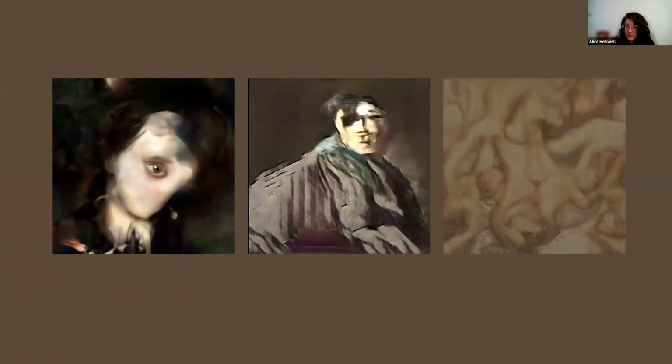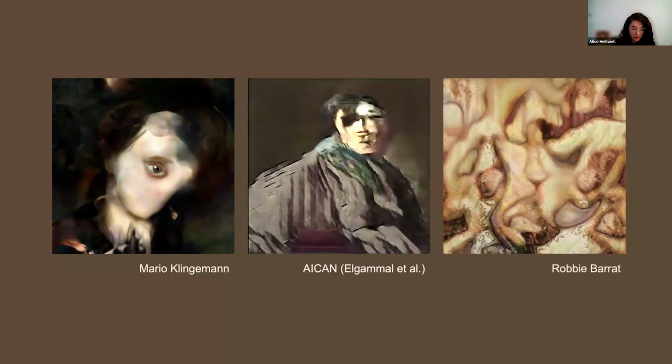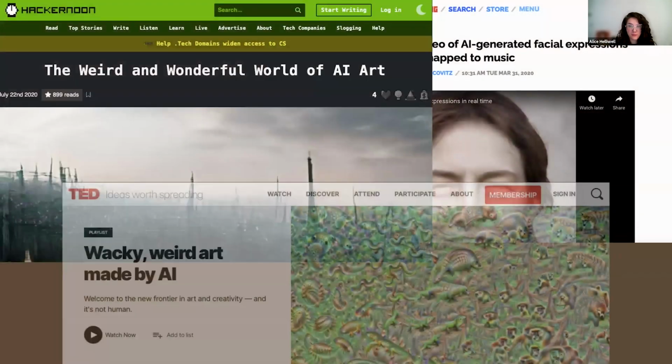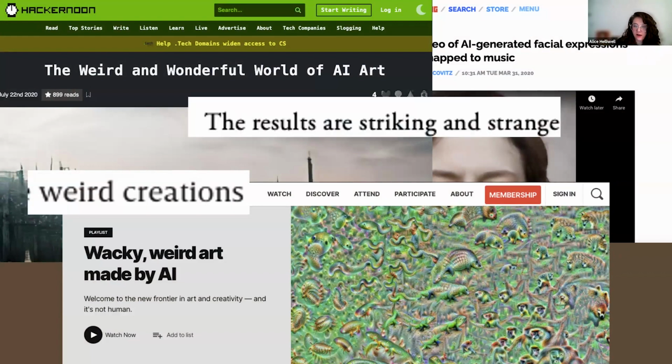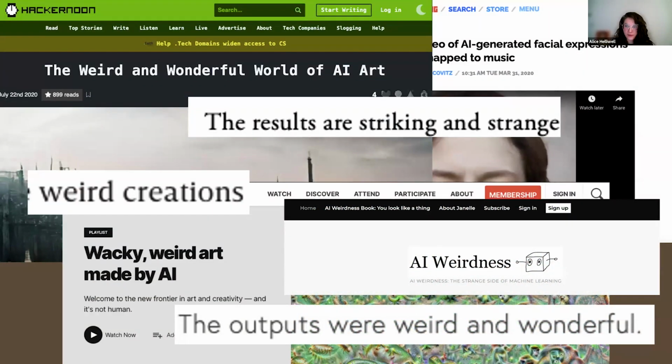So when we look at AI works, here are some examples of artists using AI to make artworks. There's one thing that often gets raised and kind of comes to mind, and that is the weird. So these kinds of blobby, amorphous, mixed up features in images is often highlighted. And we see this in reporting around AI art as well. So here are some examples of articles around AI art. We see these phrases such as the weird and wonderful world of AI art, weird creations, wacky weird art, etc. We've even got a blog here by the computer scientist Janelle Shane talking about AI weirdness in general. So perhaps weirdness is a key thing in the aesthetics of AI works.